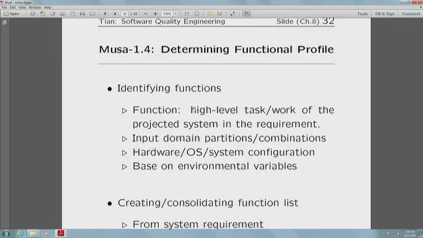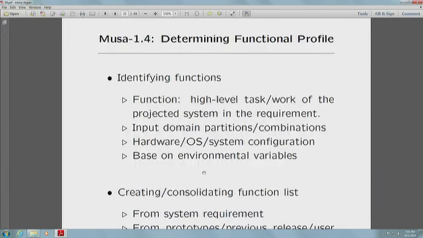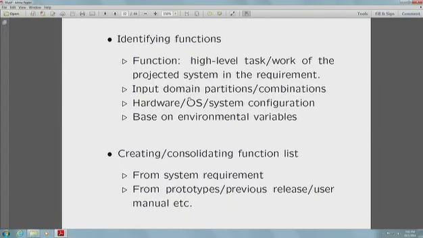So a function in Musa's terminology is a high-level task or work of the projected system in the requirements. You may go through some input domain partitions and combinations to get your functions. You may look at the hardware and operating system configurations to identify some high-level functions, such as supporting this kind of platform or this kind of hardware. And sometimes it may be based on environmental variables. In any case, these are not yet enough detail for you to actually do the testing, but you can identify them from your system requirements.